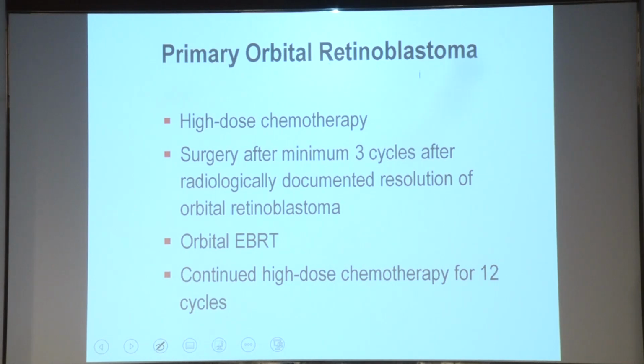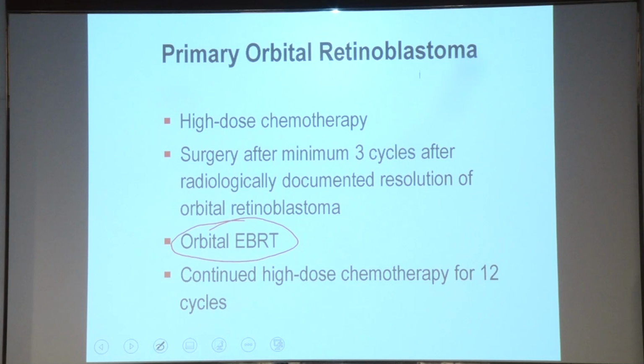And once on radiology you find that the orbital component has completely resolved, then you would do surgery. Surgery could be enucleation, extended enucleation, and extremely rarely do you have to do orbital exenteration. Once that is done, the entire area where the tumor was earlier is treated with a well-planned stereotactic radiation. It's important not to undertreat and to include the entire area where the tumor was located pre-chemo.